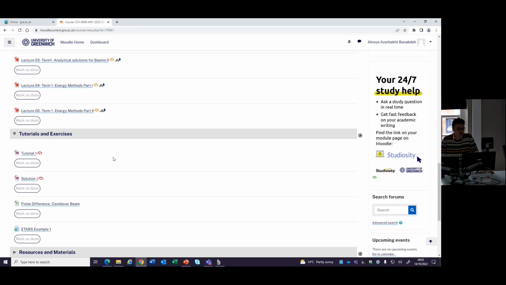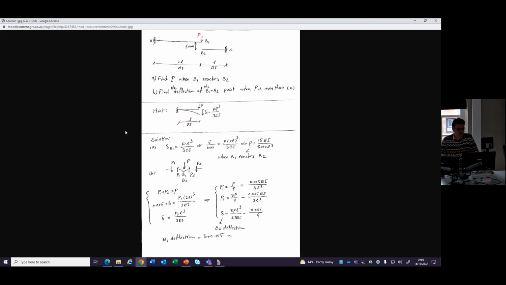Before I start the lecture, I just go through the solution. I'll put it here for you. This is the example, until here, the definition of the example.